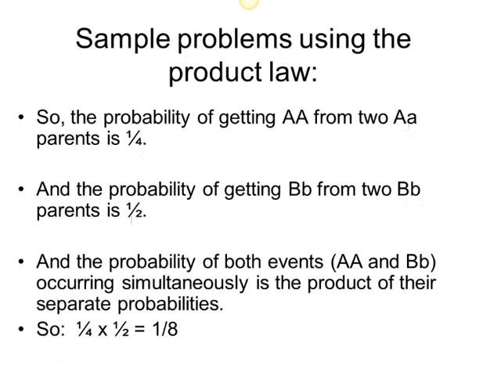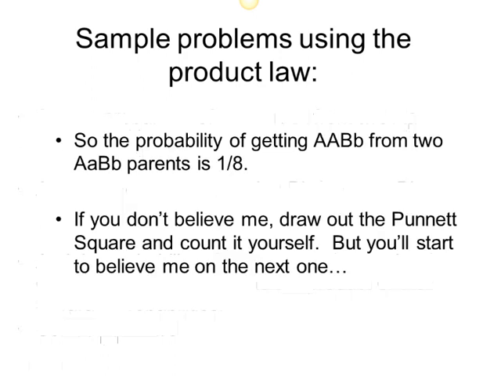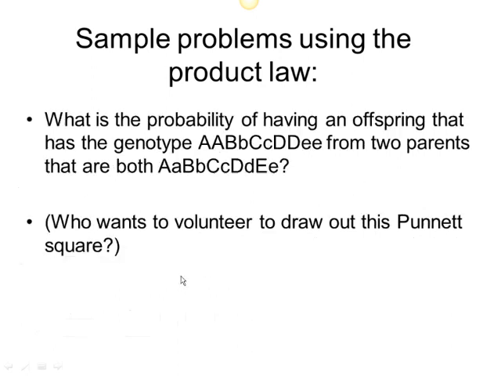So the probability of both events, of getting an offspring that is big A, big A and big B, little b, is simply the product of their individual probabilities, 1/4 times 1/2. So the probability of being big A, big A, big B, little b in the dihybrid cross offspring is 1 out of 8. And I didn't have to draw the entire 4x4 grid in order to solve this. That's the beauty. So if you don't believe me, you can draw that Punnett square out, but you'll believe me after that.